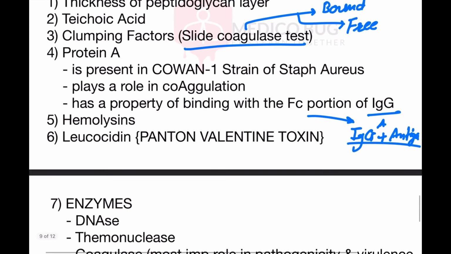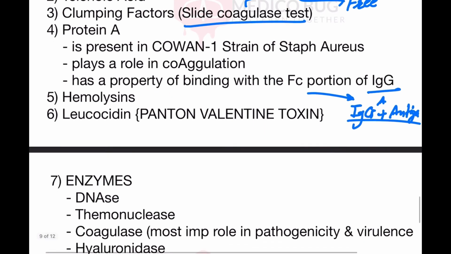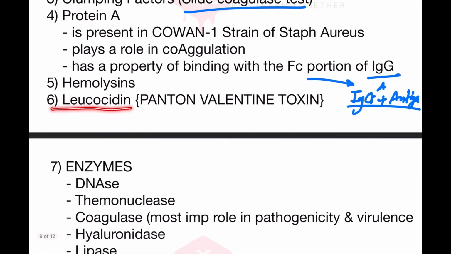And there are hemolysins. There are alpha, beta, gamma, all kinds of hemolysins. These are also virulence factors. And leukocidin, it is a Panton-Valentine toxin, which kills leukocytes. So yes, it is also very dangerous.